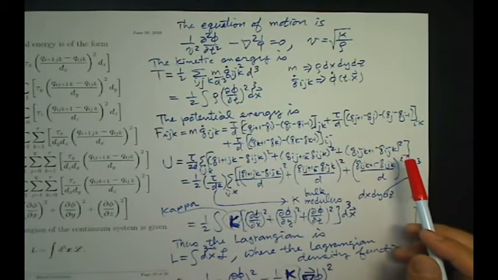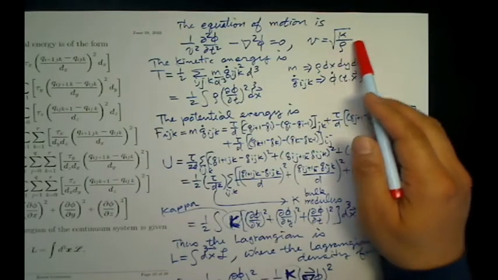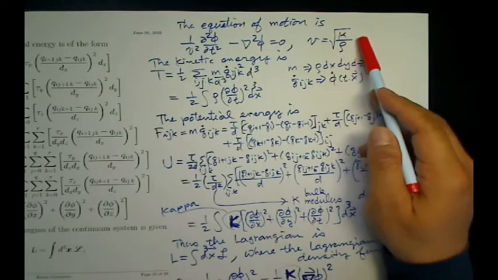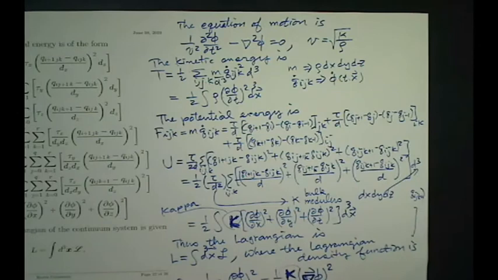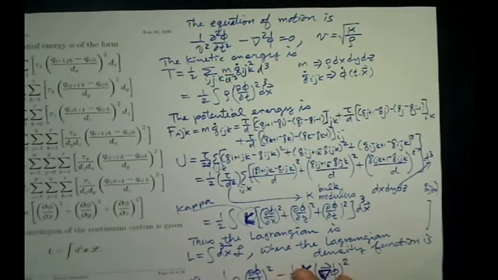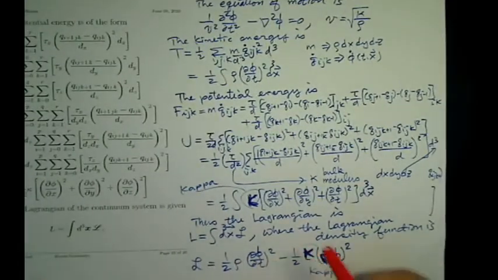The speed of the wave propagation is the square root of kappa over rho, where kappa is the bulk modulus, that is tension per unit cross-sectional area, and rho is the volume mass density per unit volume. Now let us construct the Lagrangian.